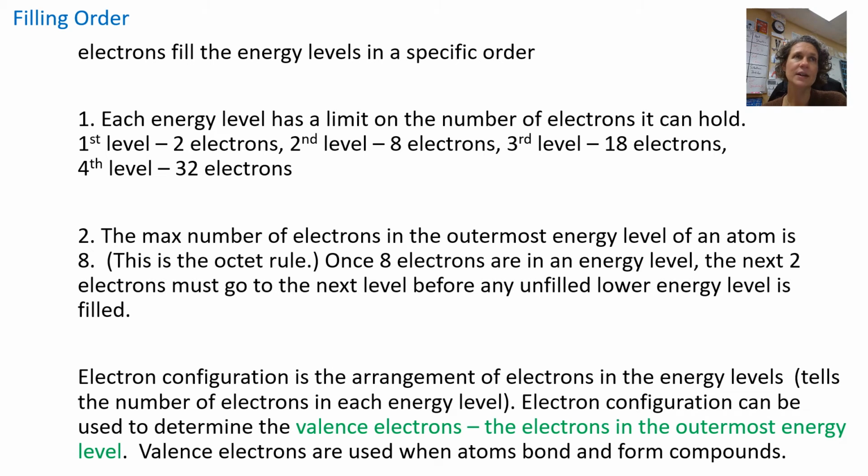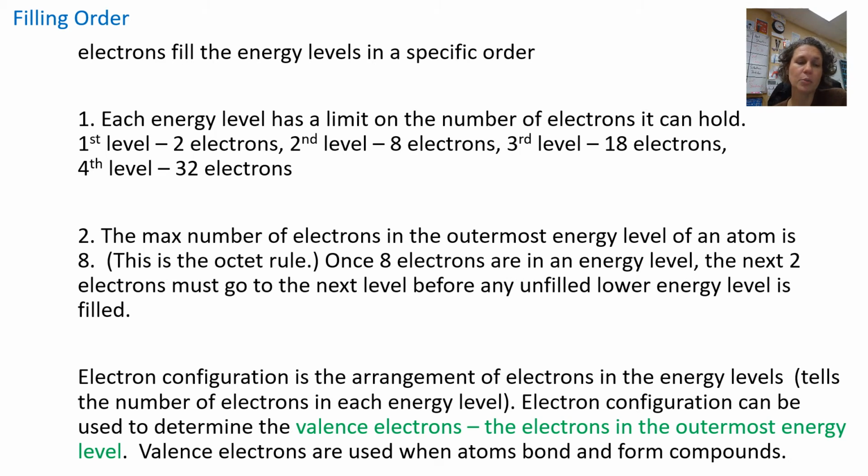And then the second rule has to do more with the stability of the atom. It's based on what they call the octet rule. This says that the maximum number of electrons in the outermost energy level, so the farthest away from the atom, is 8. Once you have 8 electrons in an energy level, then they can go to the next energy level and then come back in and fill in the empty spaces from the previous levels, which I know sounds very confusing, and we'll do an example.